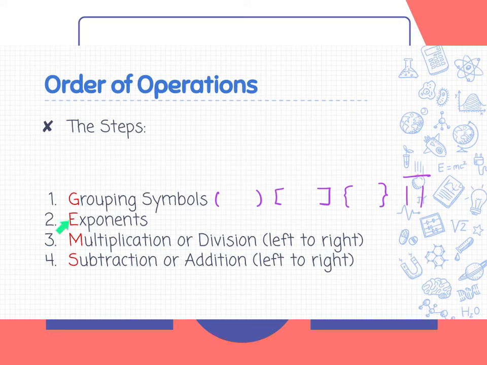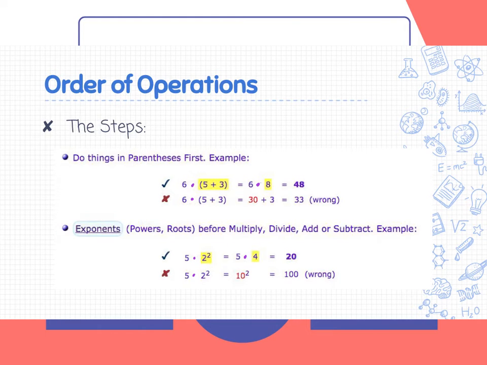Then any exponents, multiplication or division left to right, so you'll pick them out of the problem, starting from the left and moving to the right, and then the same with subtraction or addition. That should be all that you have left. So do things in parentheses first. So even though this 5 plus 3 doesn't come first in the problem, you would do 5 plus 3 and get 8, and then 48. You should not do 6 times 5 first and just go left to right.